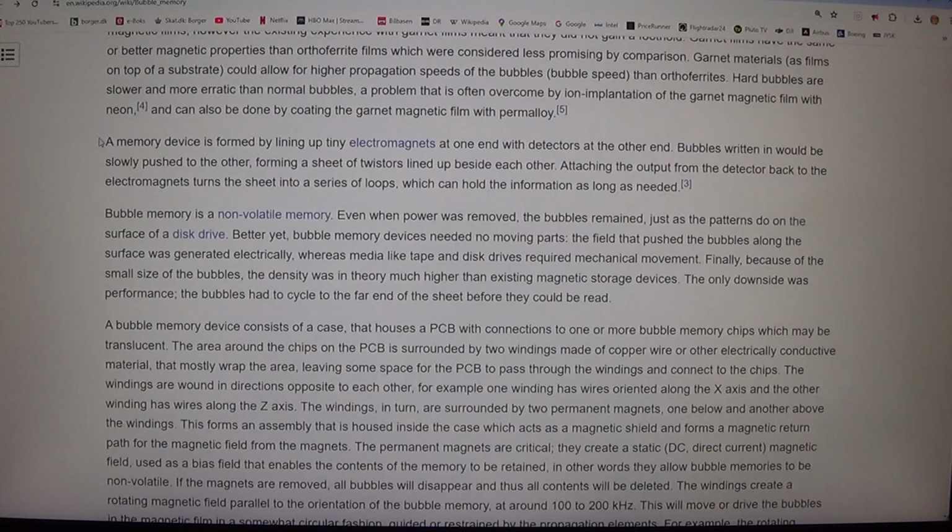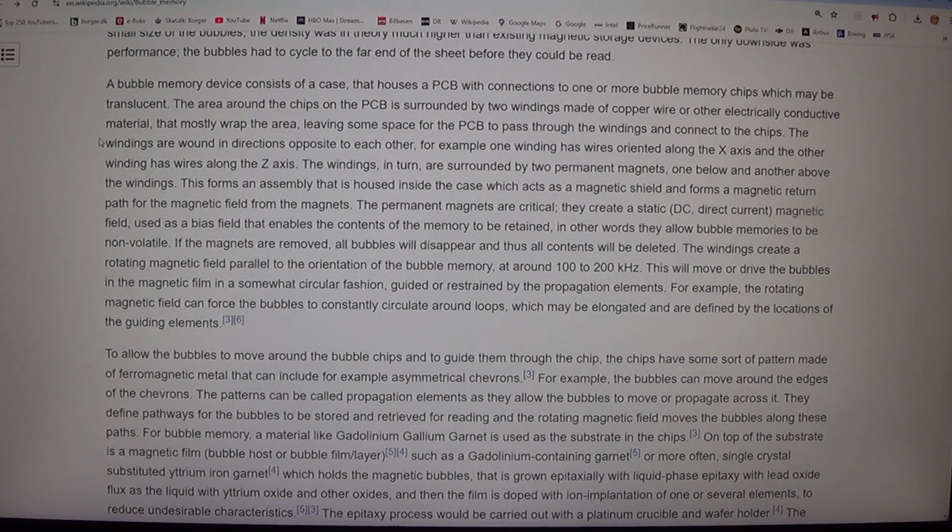A bubble memory device consists of a case that houses a PCB with connections to one or more bubble memory chips, which may be translucent. The area around the chips on the PCB is surrounded by two windings made of copper wire or other electrically conductive material that mostly wrap the area, leaving some space for the PCB to pass through the windings and connect to the chips. The windings are wound in directions opposite to each other. For example, one winding has wires oriented along the x-axis and the other winding has wires along the z-axis.